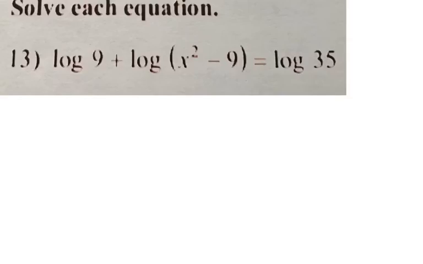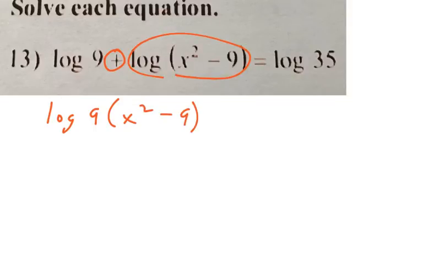Okay, now guys, solving a log equation. What you're going to do now is use what you learn about condensing log functions. Okay? For example, there's a plus right here. And with logs, pluses means you can times them together. So I'm going to do the log of 9 times this log, which is x squared minus 9. And that still equals log 35.